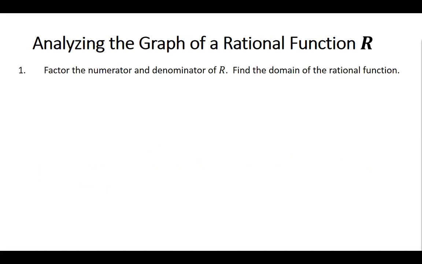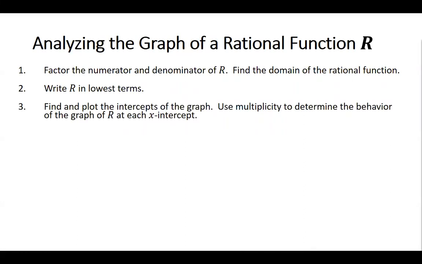1. Factor the numerator and denominator of R, and find the domain of the rational function. Remember, the domain comes from the denominator. Write R in lowest terms. Find and plot the intercepts of the graph. Use multiplicity to determine the behavior of the graph of R at each x-intercept.